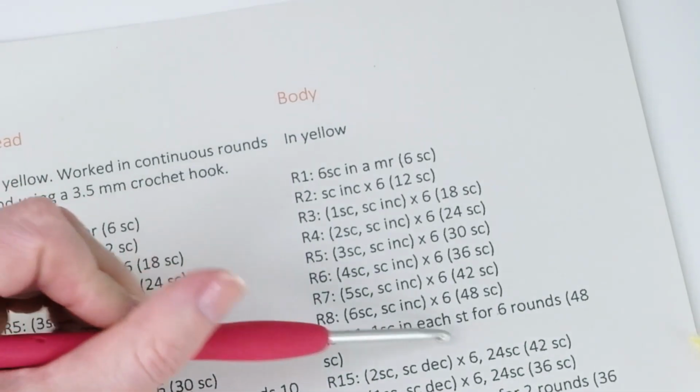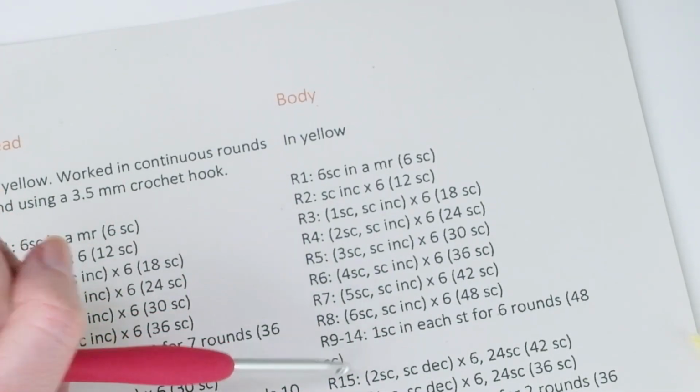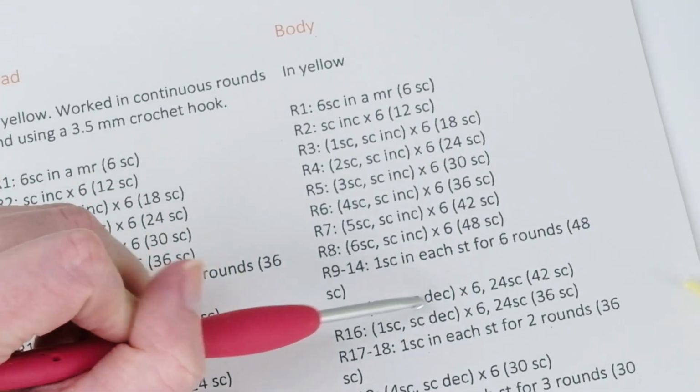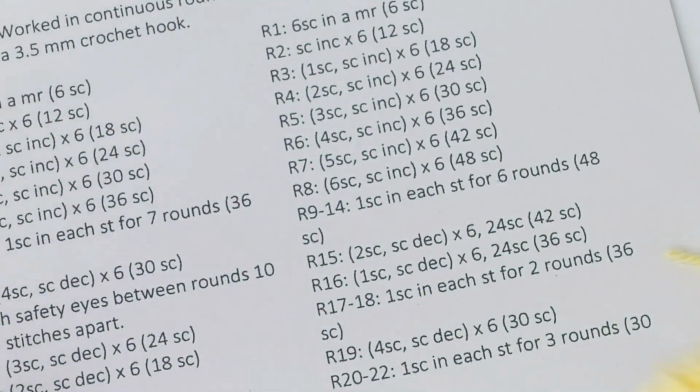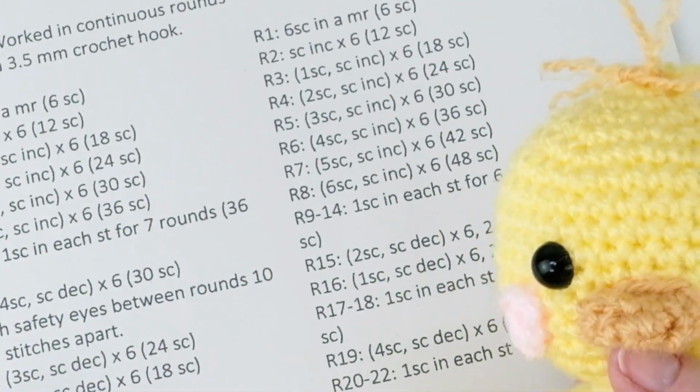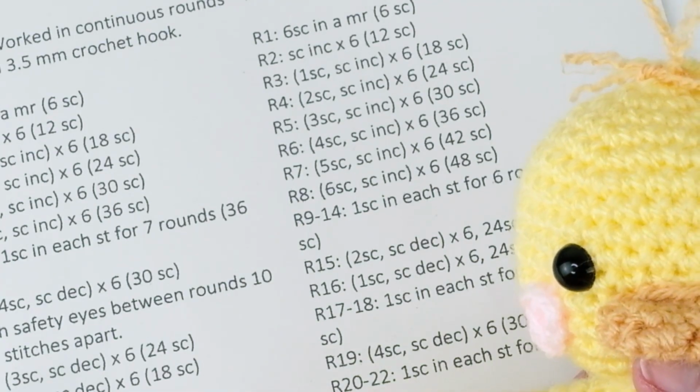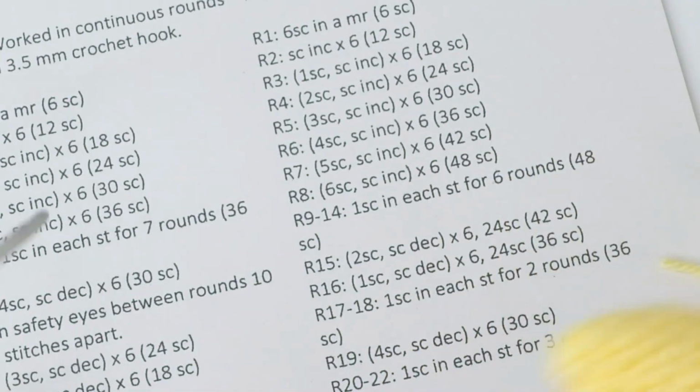And now you have 1 single crochet in each stitch for 6 rounds. And here, this could be the complicated part, but it's really not complicated either. So here, you go 1 single crochet in each stitch, here are those 6 rounds, and here we are decreasing on one side so that it goes down.